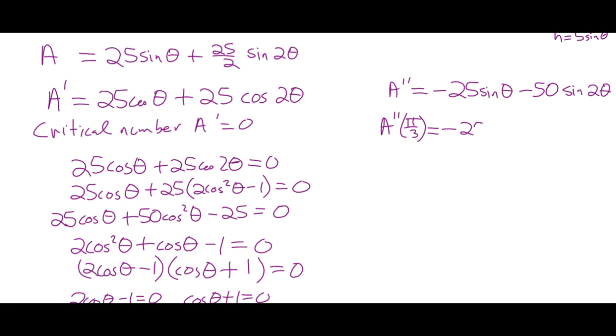Which is equal to negative 25 sine pi over 3 minus 50 sine 2 pi over 3. Okay, sine pi over 3 is positive. Sine 2 pi over 3 is positive. This whole thing is negative. So it's concave down, so it's a maximum. So we have a maximum area.